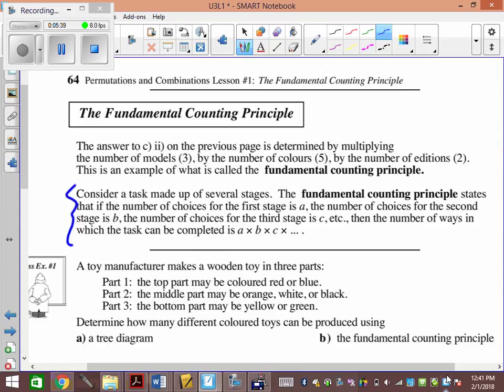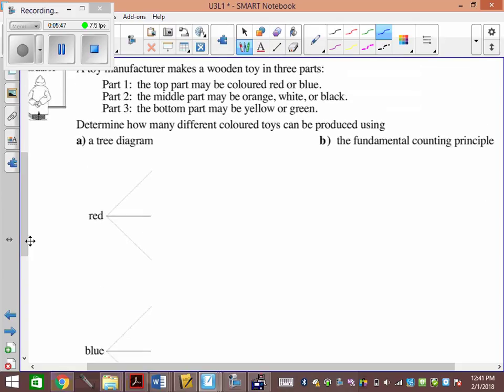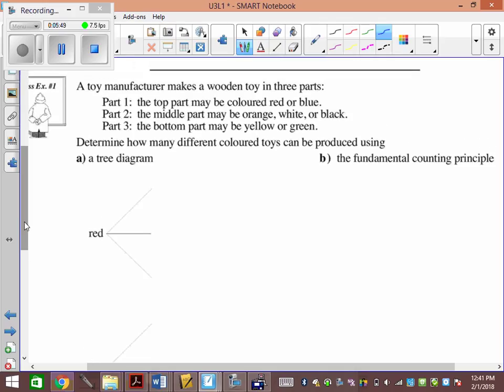Sorry. Okay. So let's look at class example 1. A toy manufacturer makes a wooden toy in 3 parts. Part 1, the top must be colored in red or blue. Okay, so let's deal with that. So at the top, we're going to write part 1.